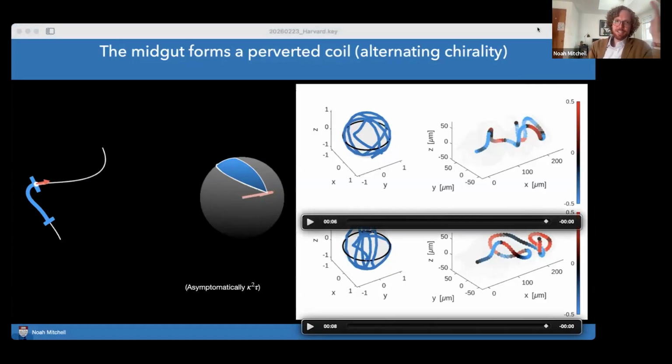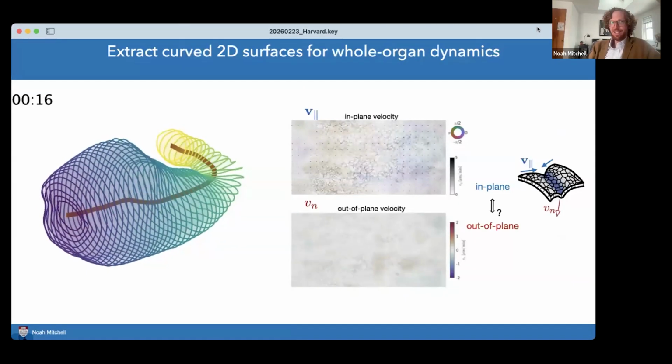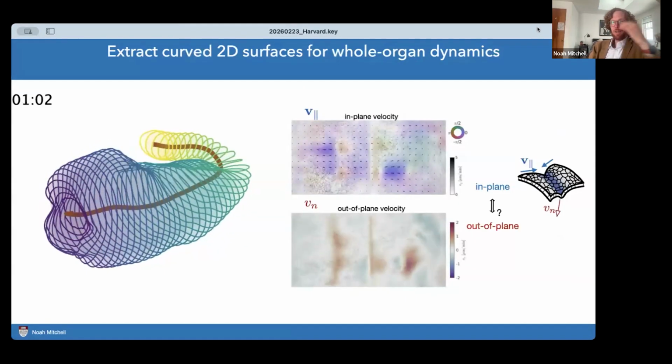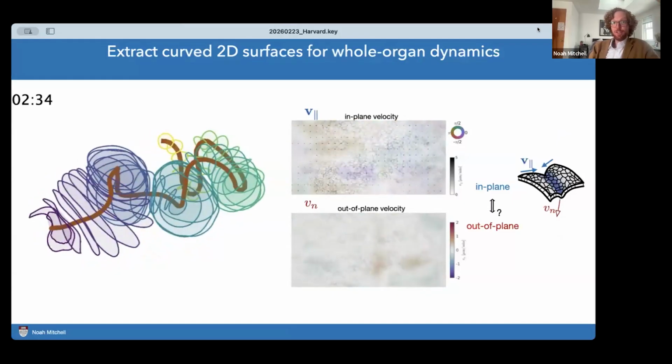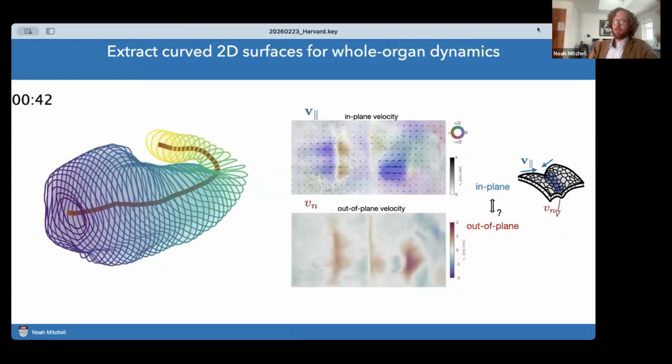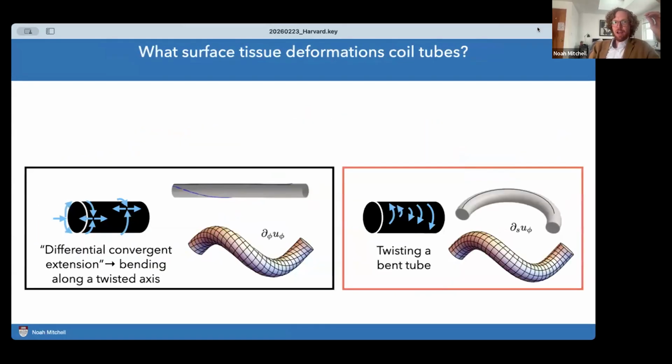So this gives us something to now explain, right? This is what I'm giving a sense of: that it's not simply that the gut is just twisting in one direction or bending in one direction relative to the other to give this coil, okay? And so what is it actually doing? We can go back and use these tools to not only look at the centerline, but also the surface dynamics. So for instance, we can look at in-plane and out-of-plane velocities using this tool.